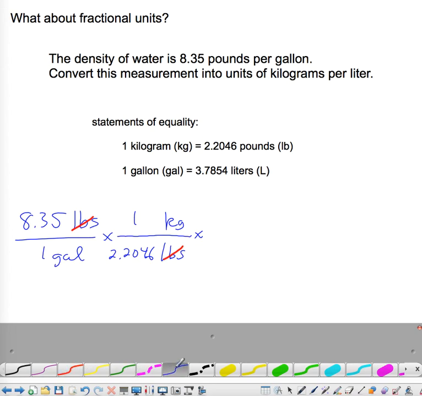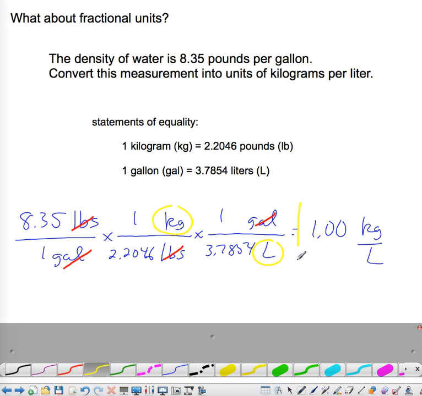But now I'll use a second conversion factor to cancel the unit in the denominator and change it from gallons to liters. And for that, I'll want gallons in the numerator and liters in the denominator. 1 goes with gallons, 3.7854 goes with liters, and now gallons cancel gallons, and I'm left with units of kilograms in the numerator, liters in the denominator. I perform the mathematical operation, and I see I get an answer of 1.00 kilogram per liter. And that's pretty much it.